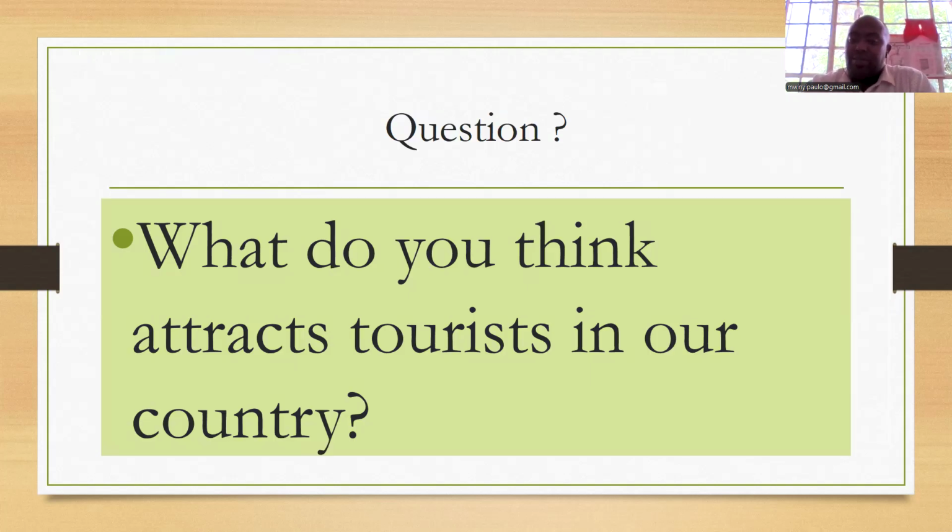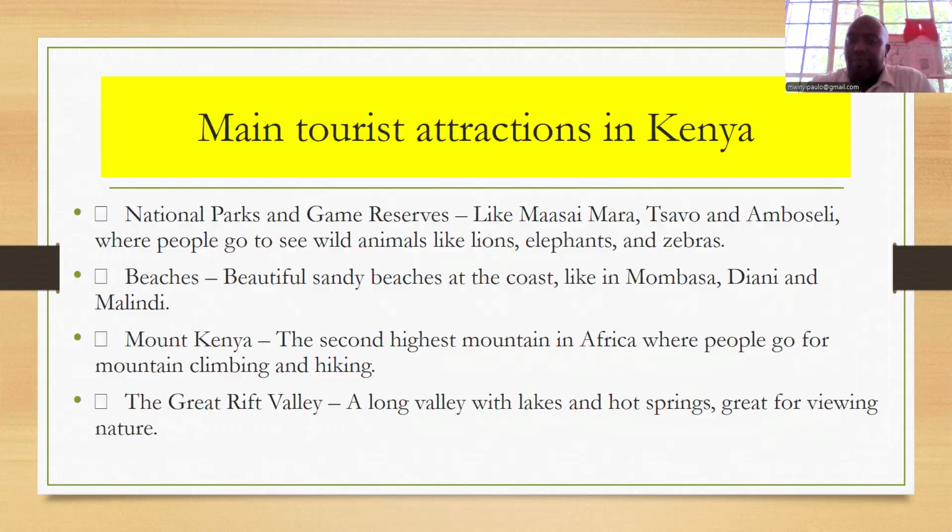What do you think attracts tourists in our country? There are many tourist attractions in Kenya. One, national parks and game reserves like Masai Mara, Tsavo, Amboseli, and people go there to see wild animals like lions, elephants, zebras, and other animals as well. Kenya also boasts of having very beautiful sandy beaches at the coast like Mombasa, Diani, and Malindi.